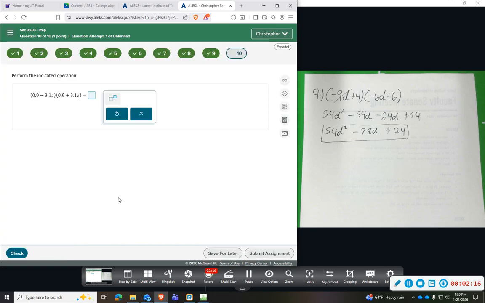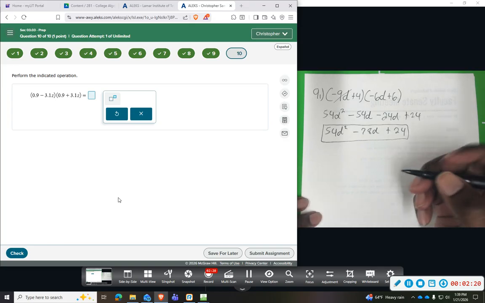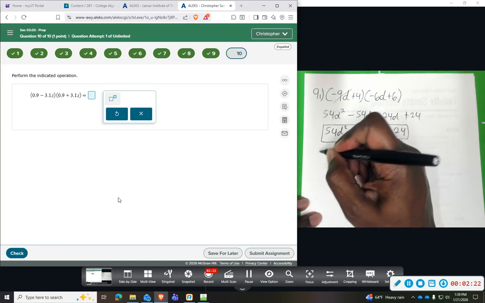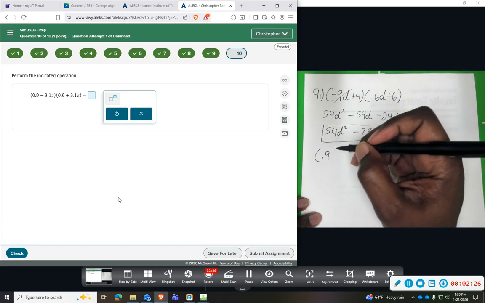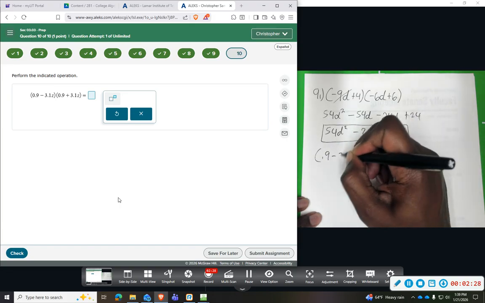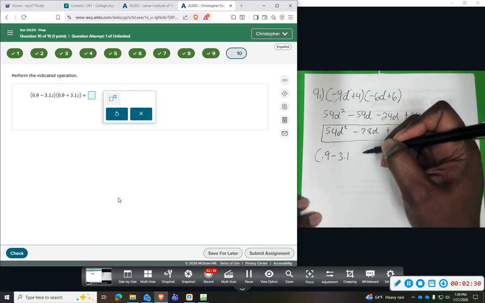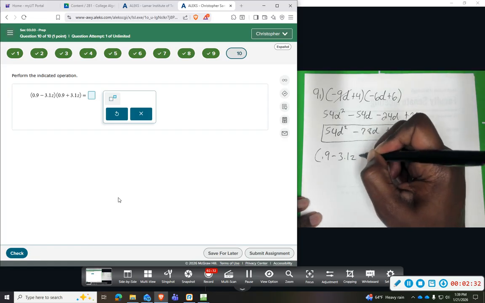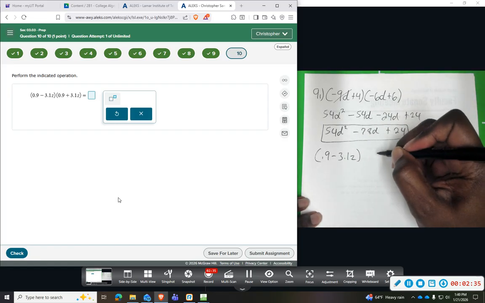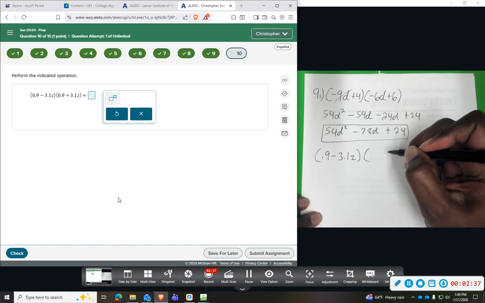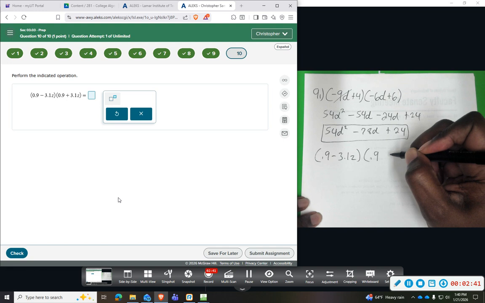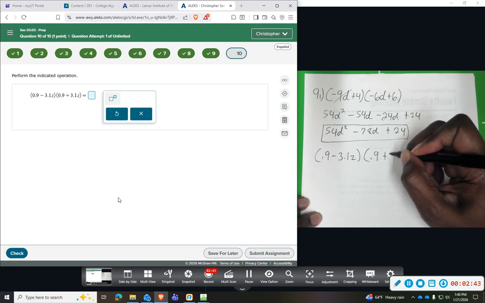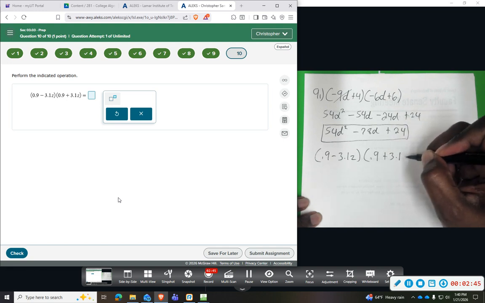All right, and we got one more. This one we just have some decimals involved. 0.9 minus 3.1z, and then 0.9 plus 3.1z.